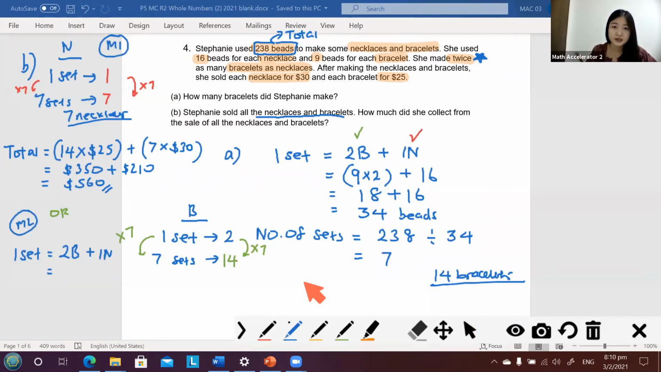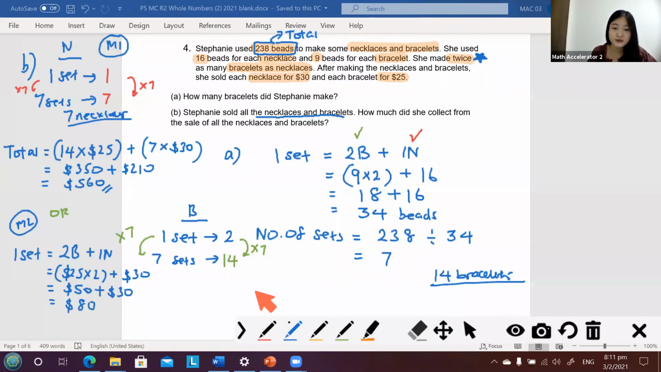In money, okay, monetary. 2 bracelets, which means $25 times 2, plus the 1 necklace, which is $30. Okay, so just now we found the value of the set in beads, because the total given is beads. However, if you want to find the cost, how much was earned by her, we find it in money, monetary. So this is $50 plus $30. So $80.